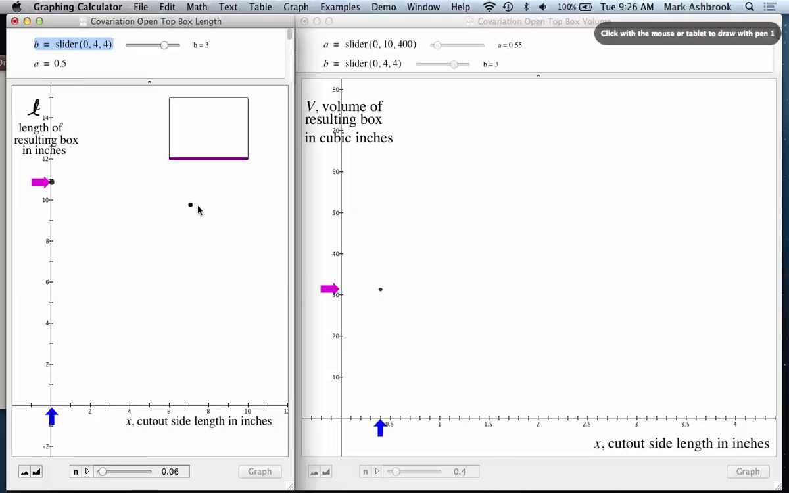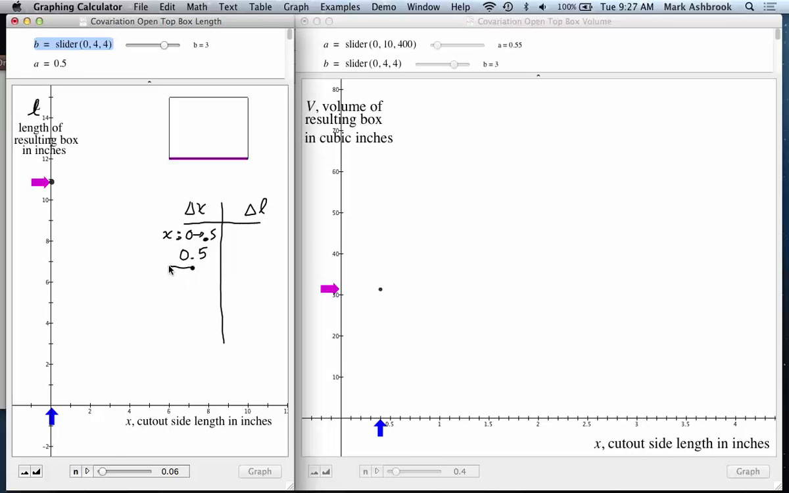Let's have a little bit of room here, and the resulting changes in L. Okay, so we'll start with X going from 0 to 0.5. If X goes from 0 to 0.5, what is the change in X? Hopefully we all know that, right? 0.5. Starts at 0, goes to 0.5, then our change in X is 0.5.